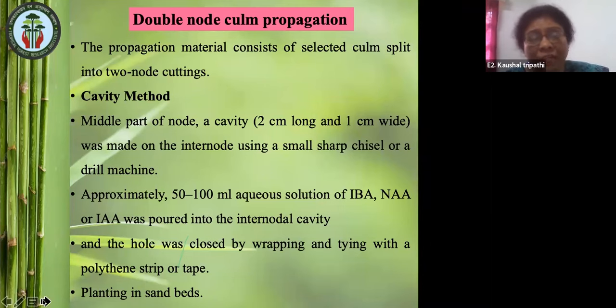This cavity method we have found very successful for some species which are otherwise difficult to root, like Bambusa balcooa and Bambusa tulda. In this, in the middle part between the nodes, we make a cavity in the internodal region with the help of a sharp chisel or drill machine. And then we pour 500 to 100 ml solution of IBA or NAA or IAA, whichever auxin is suitable, in this internodal cavity. And this cavity will be wrapped with a polythene strip or tape, and then it is planted in the sand. Next slide, please.